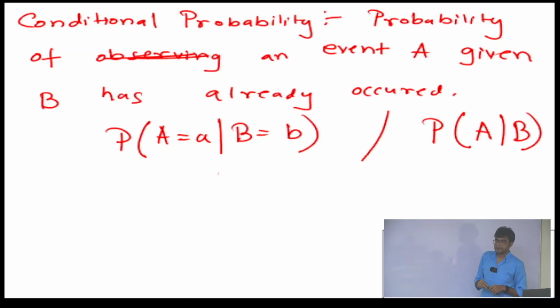Now, this is very important in machine learning because in machine learning you will always observe some data and you will like to infer something from that data. You will like to predict something from that data. So, from machine learning point of view, this B often will be our data set and A will be something that we want to infer from the data.